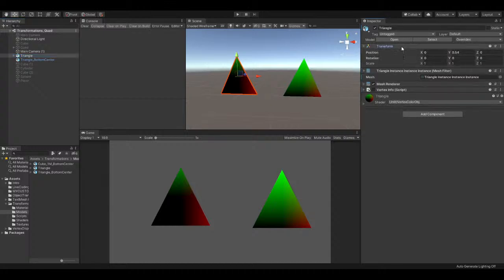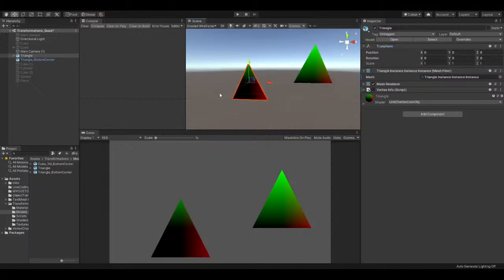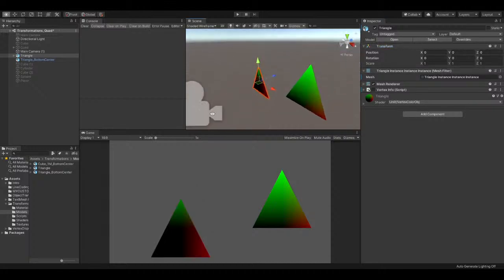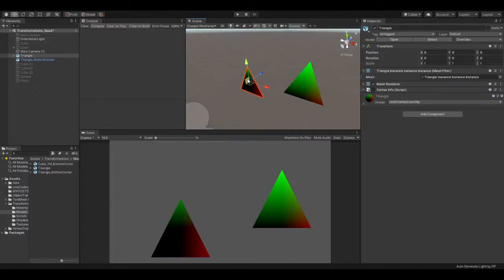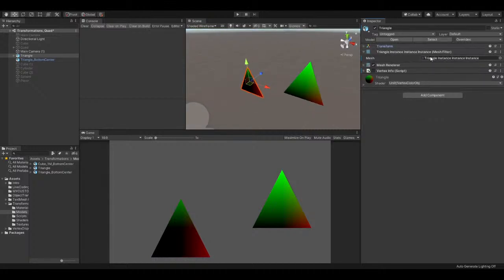By default, we have a transform component. Okay, I'm going to just reset this. So this is the actual position of this triangle. It has a mesh filter. Now, if I remove the mesh filter, you are going to see that the mesh filter is responsible to show the object or draw the object. And this mesh filter contains a lot of information.